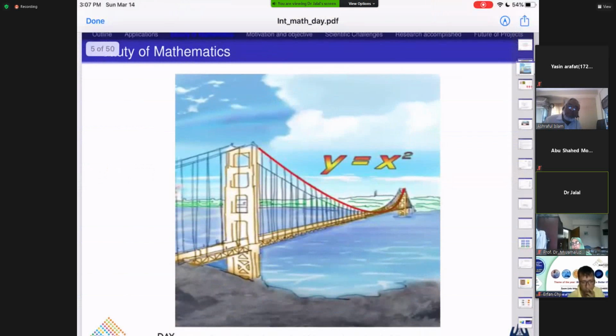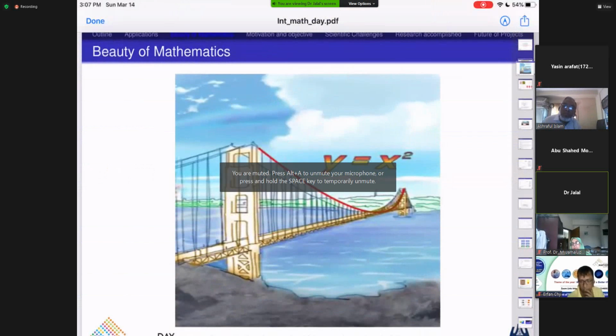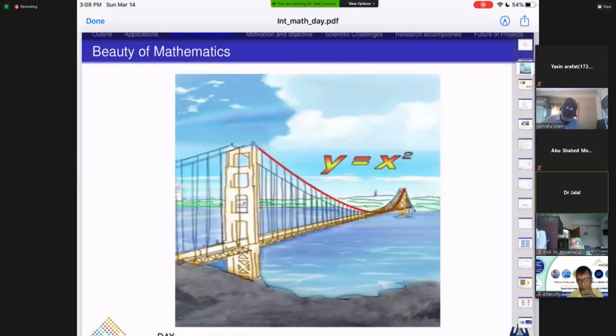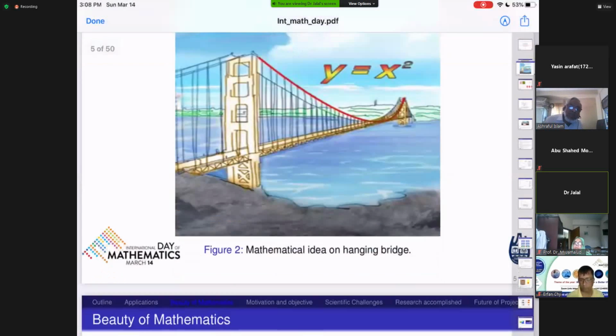Now, in engineering, this is y equals x squared, a very simple function. I'm just showing this in a simple way. If we are building a hanging bridge, we need this kind of mathematical idea.